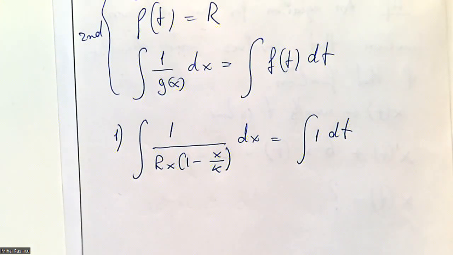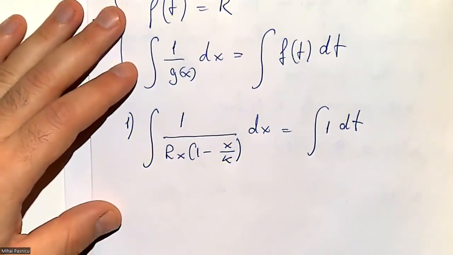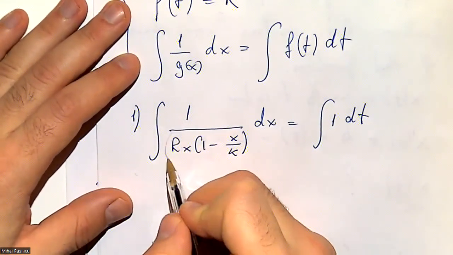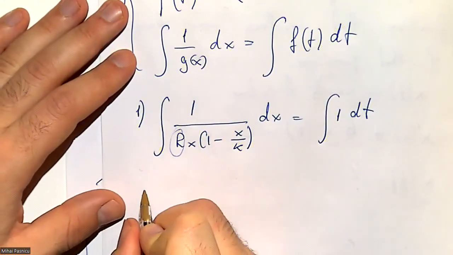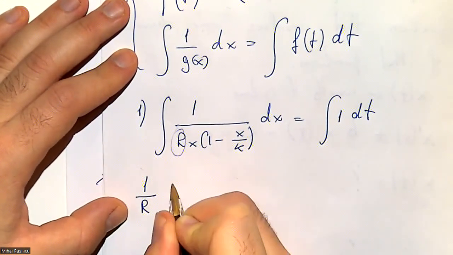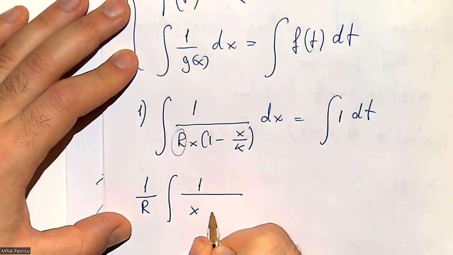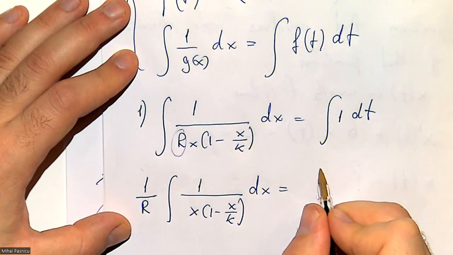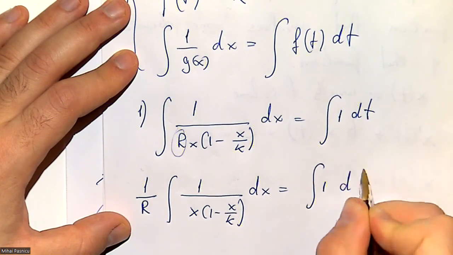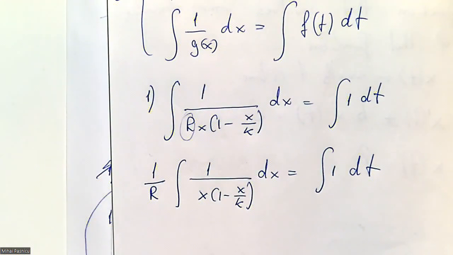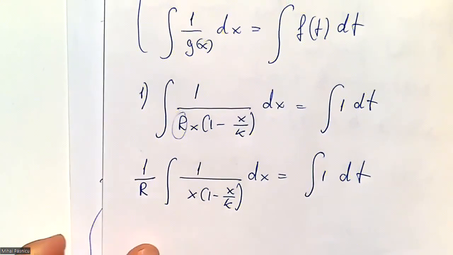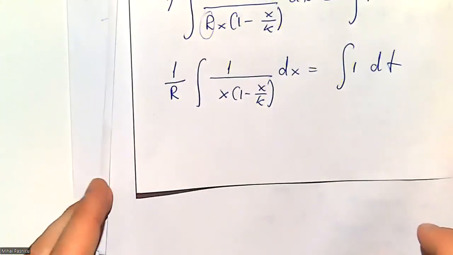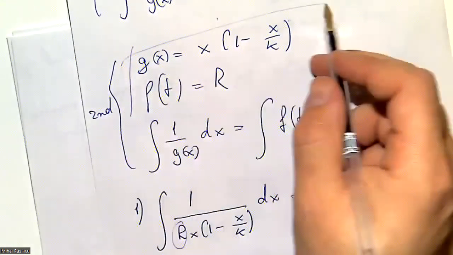That's just how it's going to work. Okay, r is a constant, so I can just write it as 1 over r times the integral of 1 over x (1 minus x over k) dx equals the integral of 1 dt. This is what I need to solve in the first case, and we're going to solve it, no worries. But let's first look at the second case, what I would get if I did the second identification.